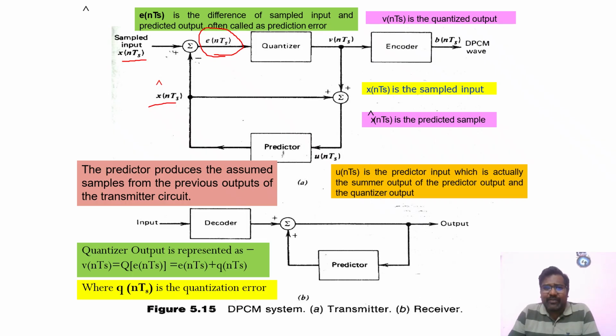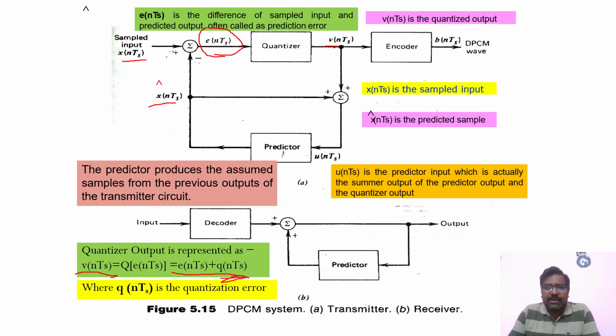Then the e of nTs signal is given to the quantizer. It quantizes the error signal, and its output is v of nTs, the quantizer output. So v of nTs equals Q of e of nTs, the quantized e of nTs. Q of e of nTs is nothing but e of nTs plus q of nTs, where q of nTs is the quantization error signal.